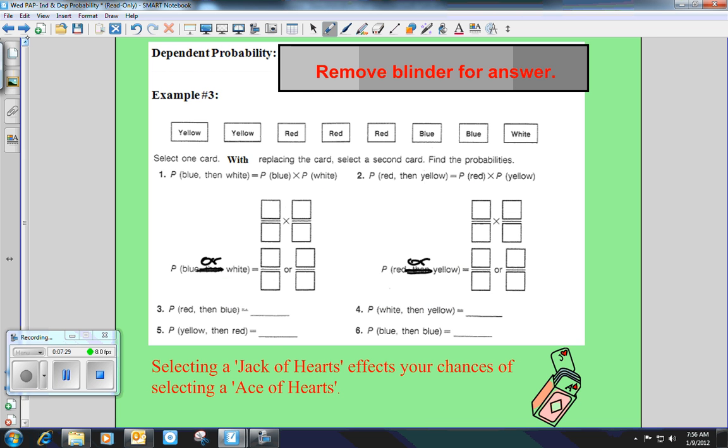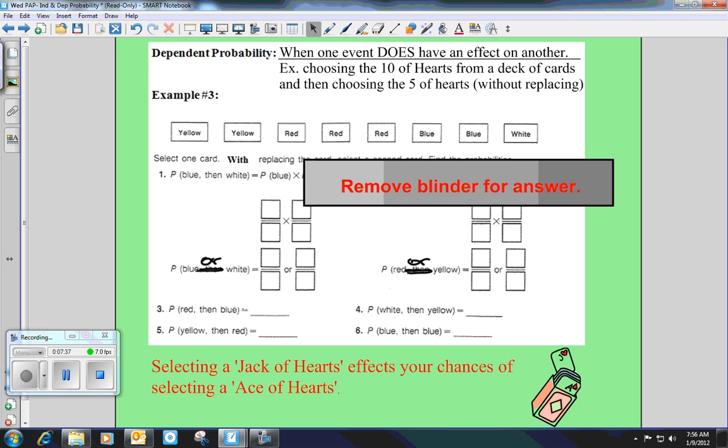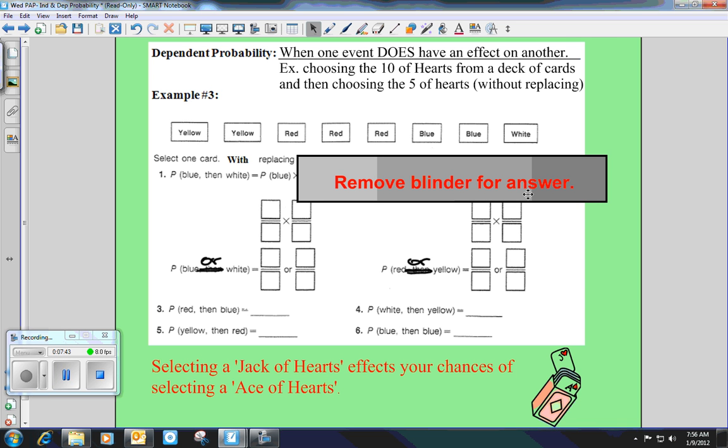And let's take a look at dependent probability. Now, dependent probability occurs when one event does have an effect on another event. For example, choosing 2 cards out of a deck of cards. Once you have chosen that first card out of the deck, there are fewer cards left in the deck. So it changes the odds of picking the next card. Okay? You're not putting the card back into the deck.